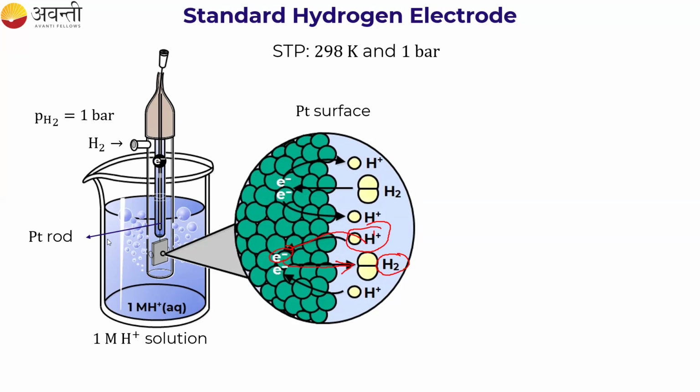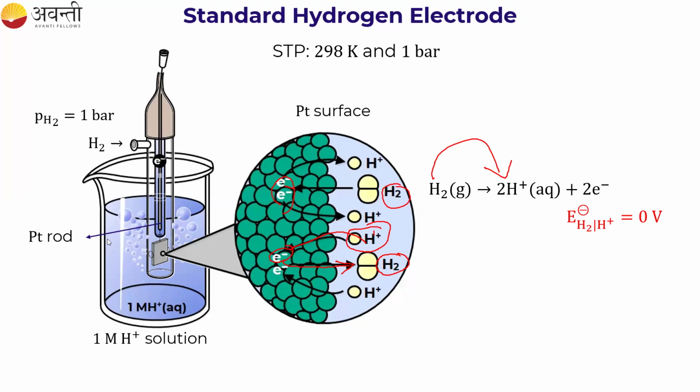And H2 on the other side, what happens? H2 loses 2 electrons and gets converted to 2H plus. So I can write the reaction: H2 giving 2H plus and 2 electrons. Now there is an electrode potential associated with this, right? It is represented by E naught of H2 vertical line H plus, because H2 is getting converted to H plus. The E naught value associated with this is 0 volt.